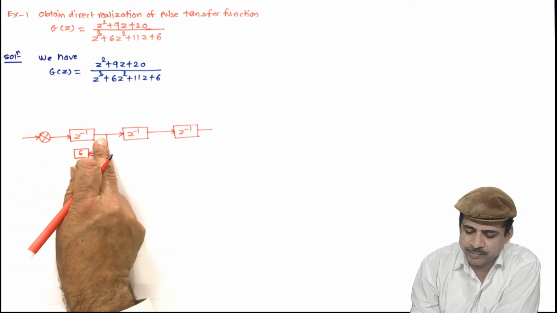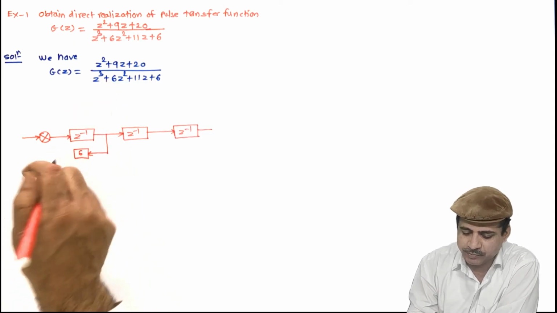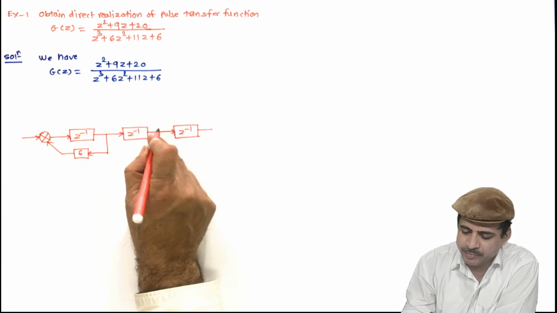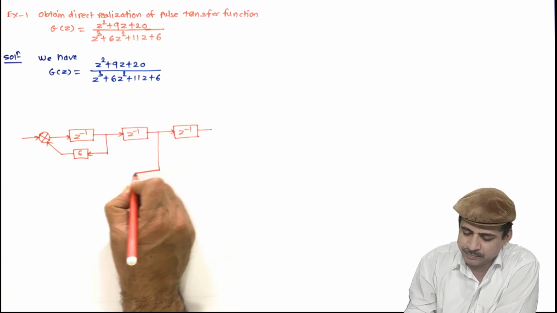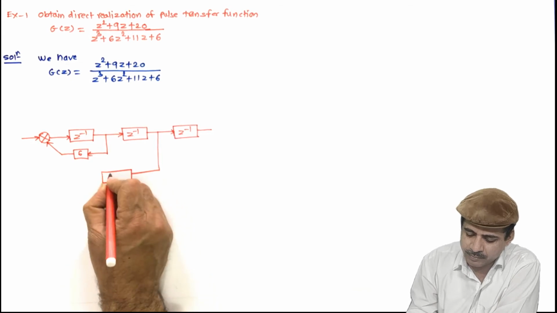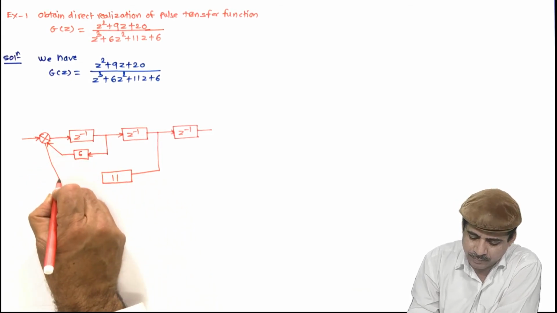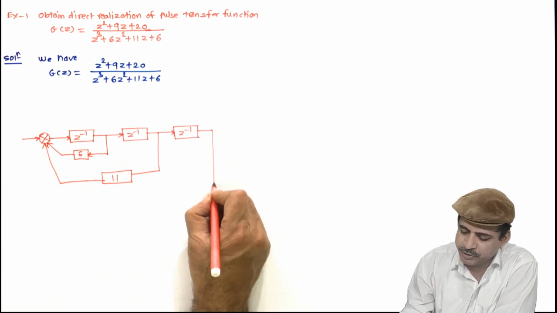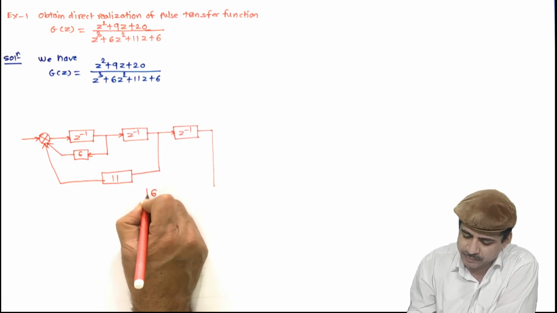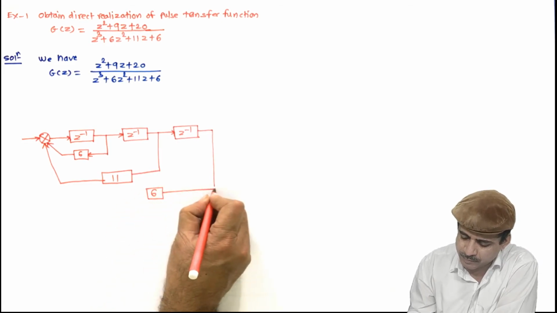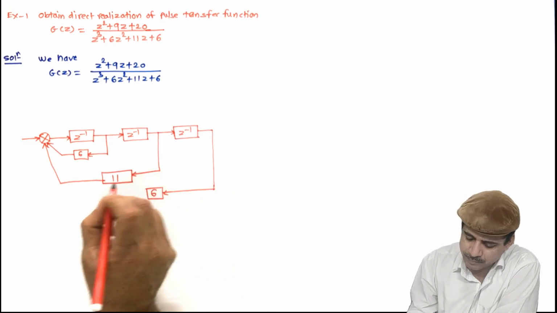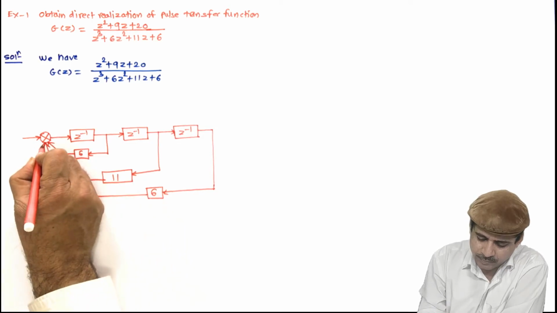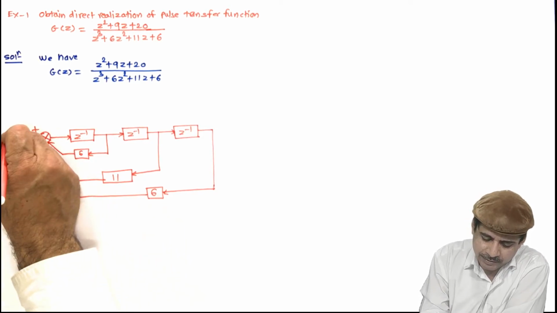So this is z cube, this will be z square. So the coefficient of z square is 6, so it will come here. Then z will be here, so the coefficient of z is 11. And the coefficient of z raised to 0, that is the constant, is again 6. Plus minus, here it is u of k.